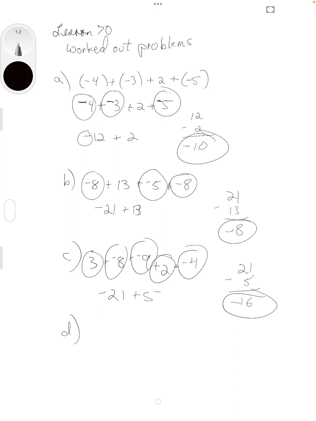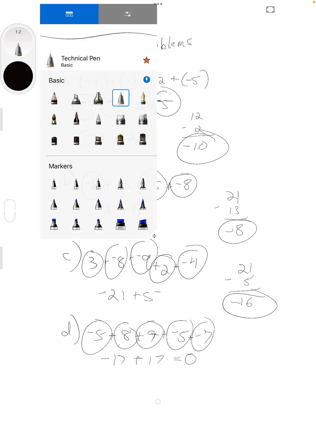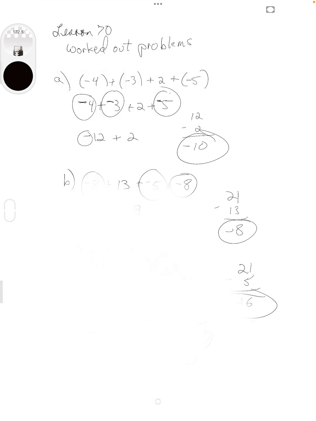And D is going to be similar, -5 plus 8 plus 9 plus -5 plus -7. So add all the negative numbers. 5 and 7 is -17. And 8 and 9 is positive 17. Well, the answer is 0. That's the practice problems. Okay, moving on to the actual problem set.